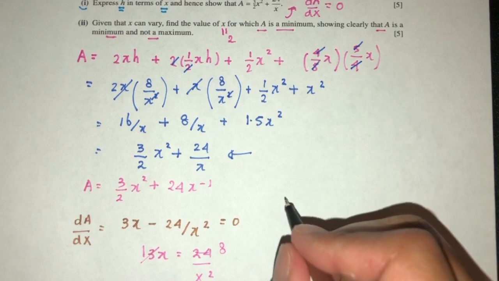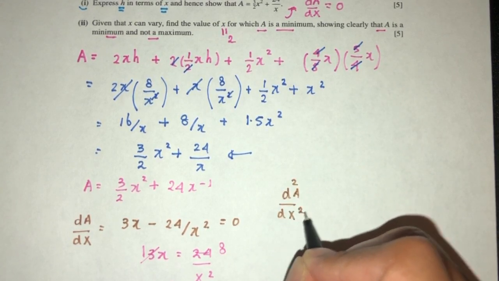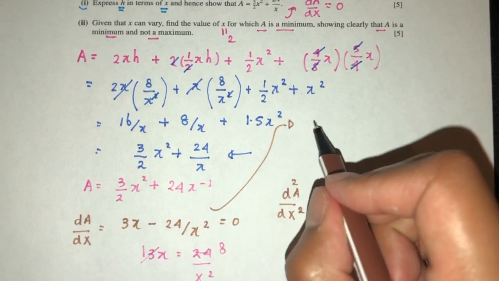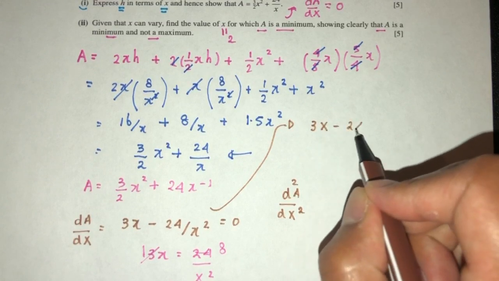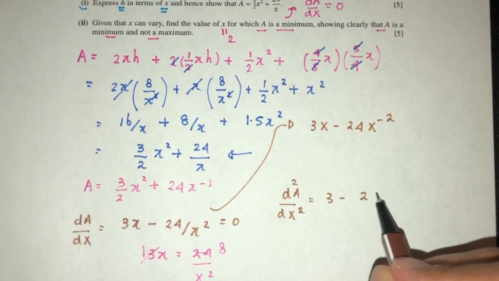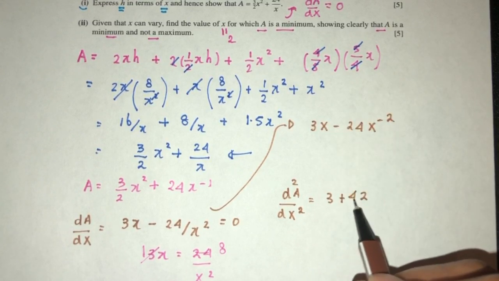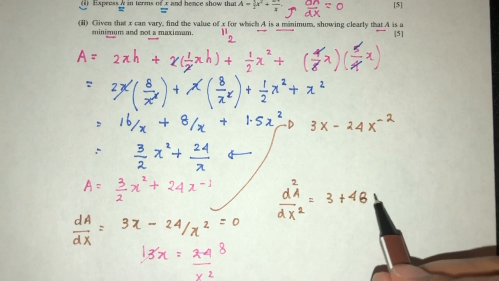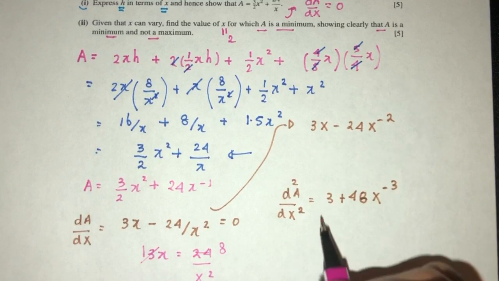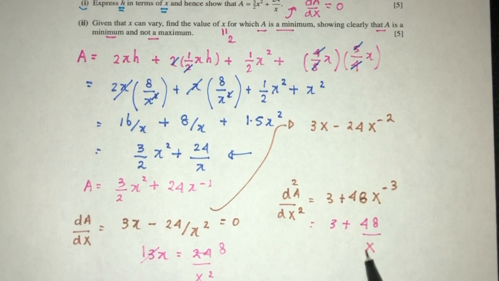To find the nature, we have to find d2A by dx2. So we have to use this one, but let's rewrite this as 3 minus 24 x power minus 2. That will be 3 minus 24. So first we multiply by the power, which should be 48, right? And that will become minus 3. That will become 3 plus 48 over the value of x power 3.